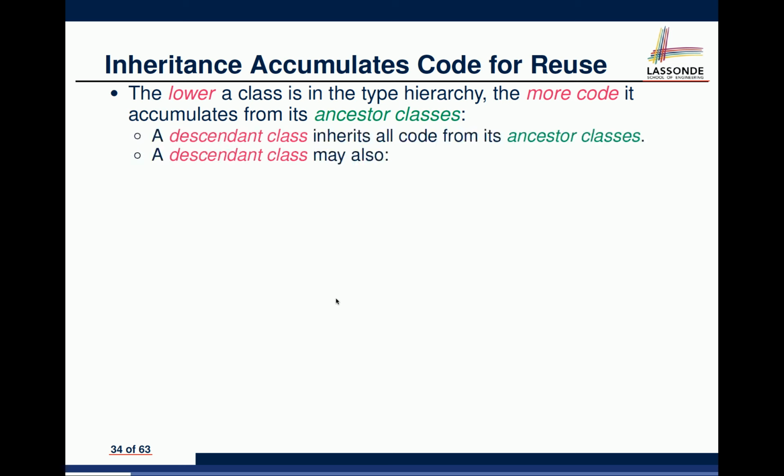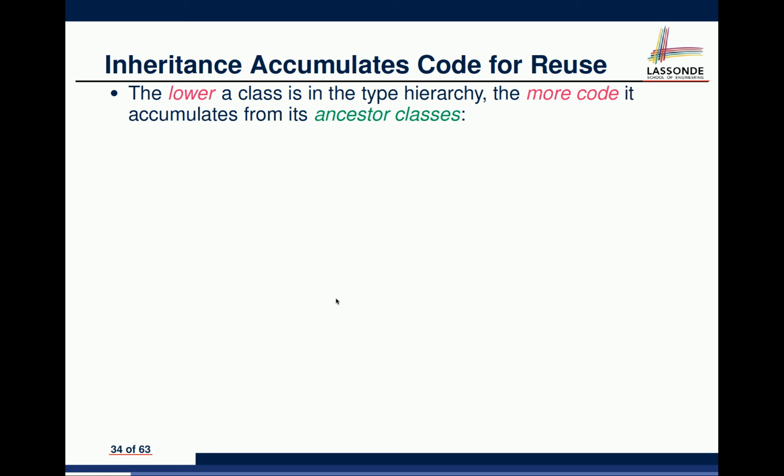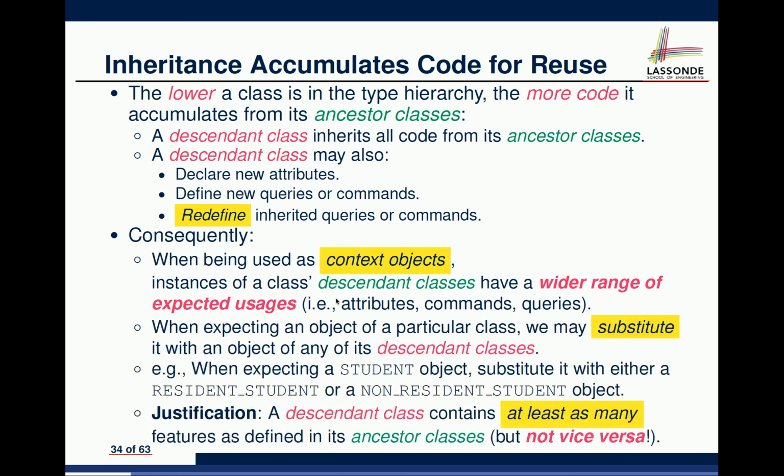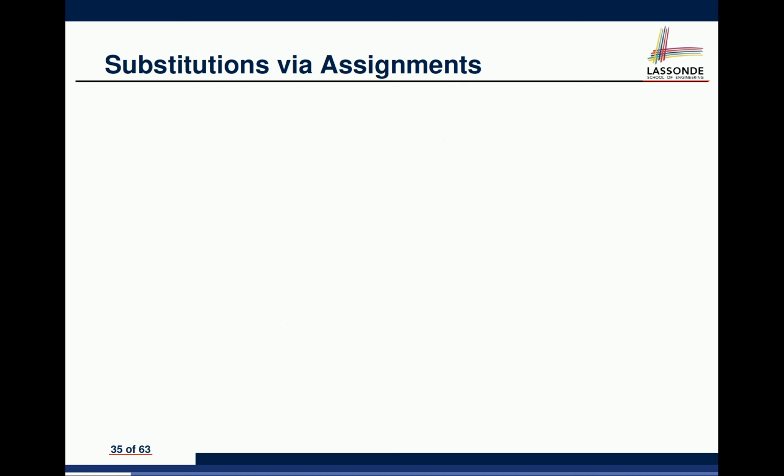The lower the class is, the more code, the more expectation you may have. Everything has been said here, and read this very carefully, especially the last one: a descending class contains at least as many features or expectations as an ancestor class. That's why you can actually use it on the right-hand side, but not vice versa.